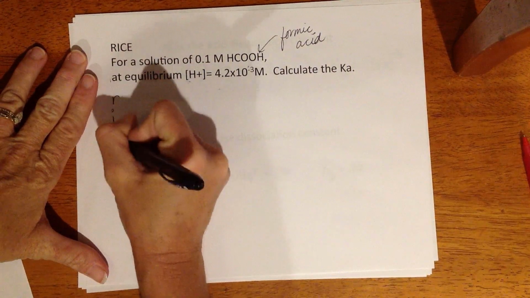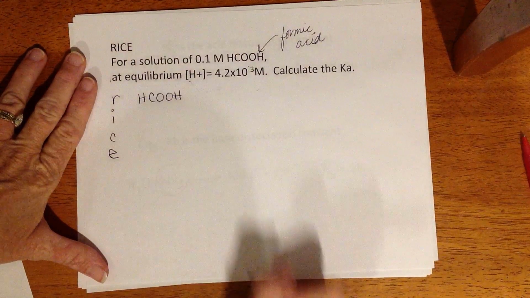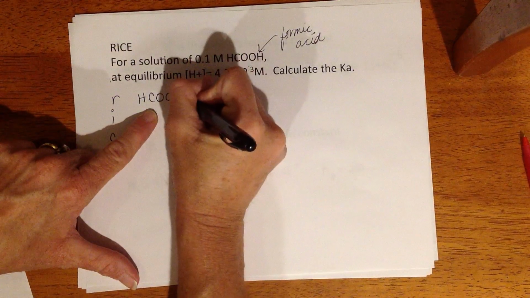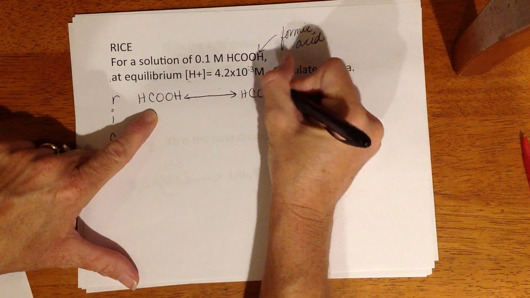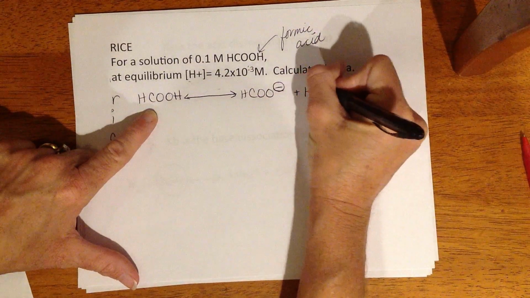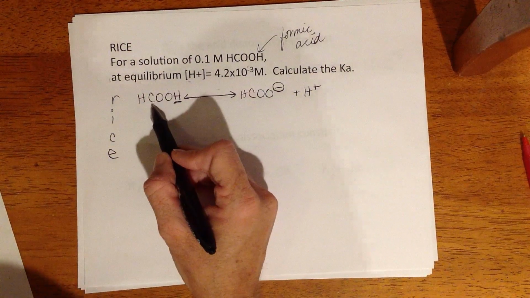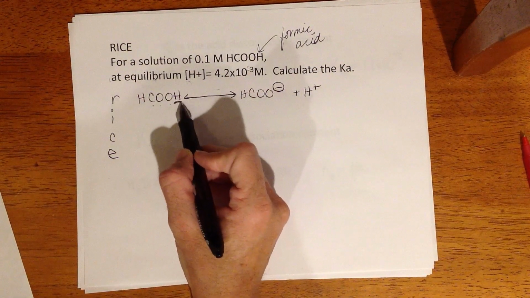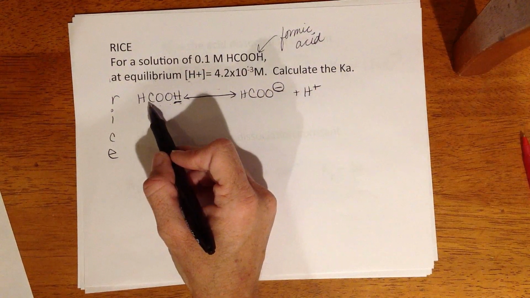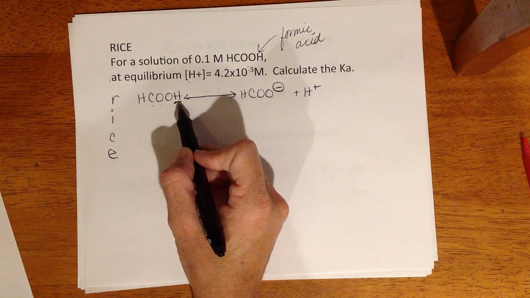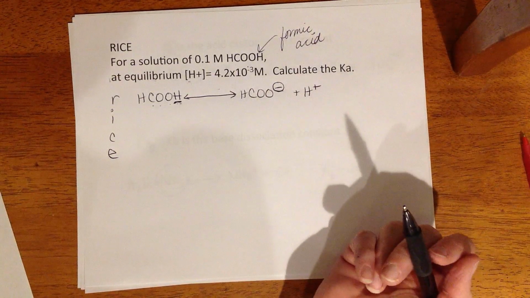I'm going to set up a rice chart. I'm going to write the reaction. I've got my acid, HCOOH, going to HCOO minus plus an H plus. And this is one of those things you just learn when you're in chemistry a long time. If you see a COOH, the last H is acidic. So I'm going to say that again. If you see COOH, the last H is acidic, and it's actually monoprotic. Only one H will fall off, even though there's probably more there.